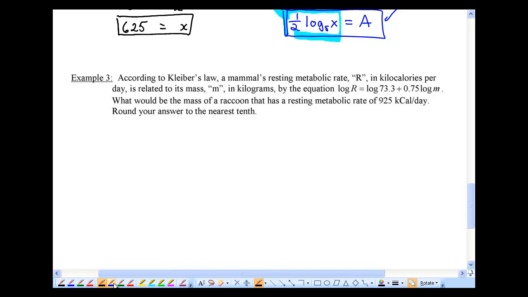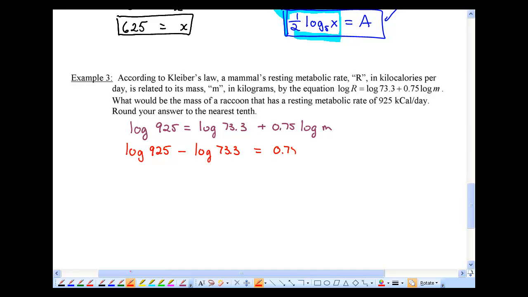Okay? Go for it. Log 925 equals log 73.3 plus 0.75 log m. Just like algebra, I'm going to try to isolate the thing with a variable, so I'm going to get rid of this log 73.3. By doing that, I'm going to subtract, so log 925 minus log 73.3 equals 0.75 log m.